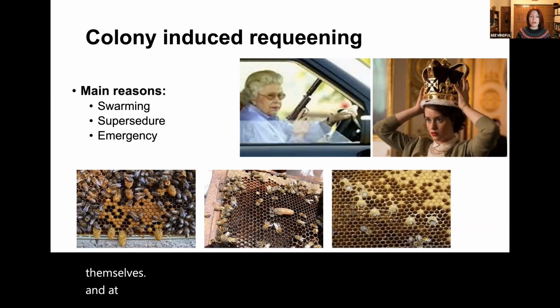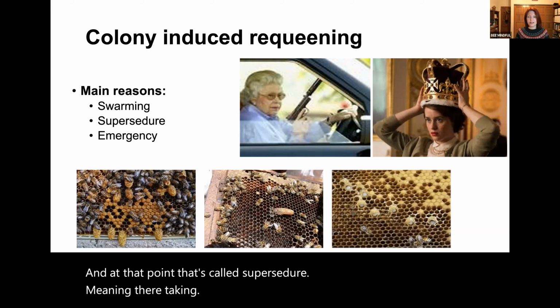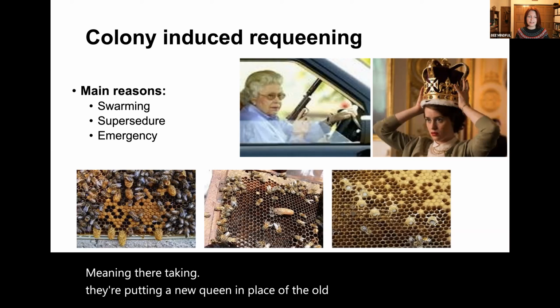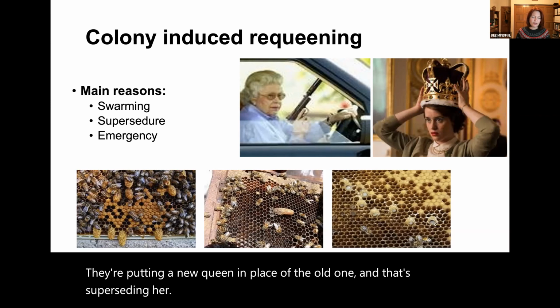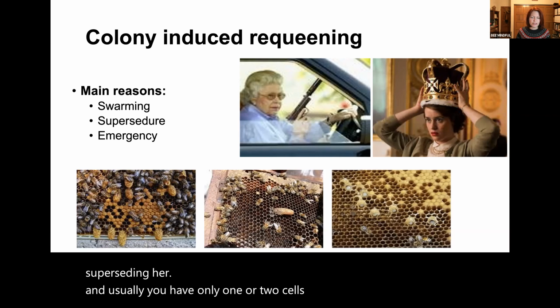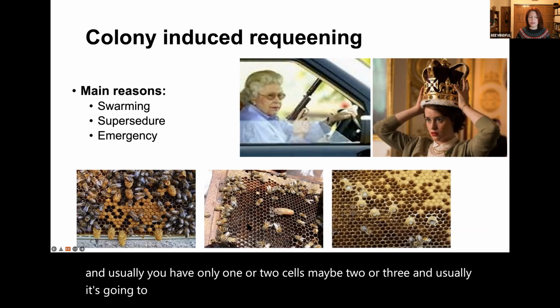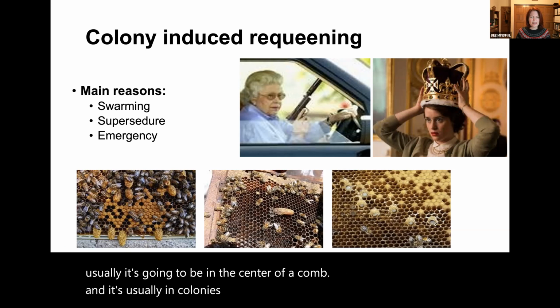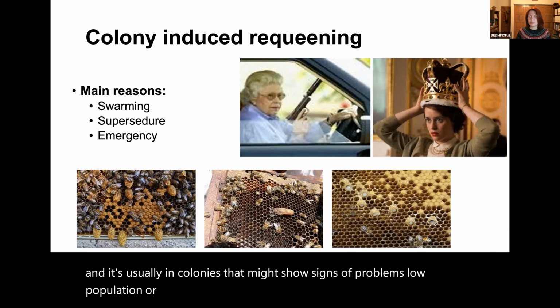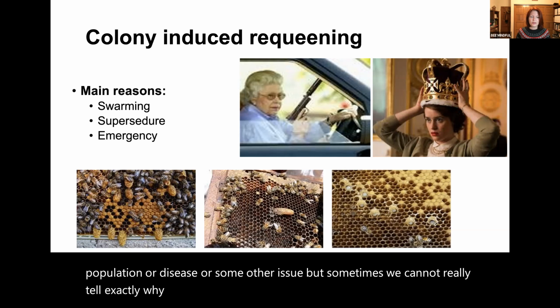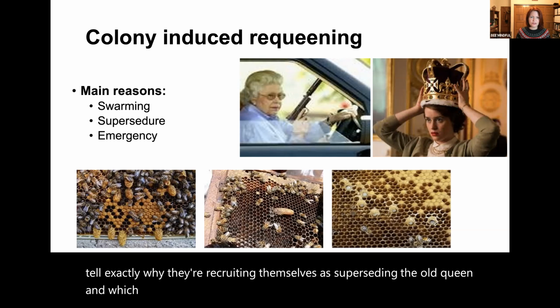And at that point, that's called supersedure, meaning they're putting a new queen in place of the old one, and that's superseding her. And usually you have only one or two cells, maybe two or three, and usually it's going to be in the center of a comb. And it's usually in colonies that might show signs of problems, low population or disease or some other issue. But sometimes we cannot really tell exactly why they're requeening themselves. They're superseding the old queen. And we just got to trust that they're doing this for a reason.